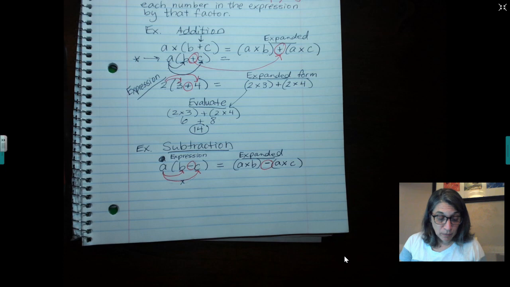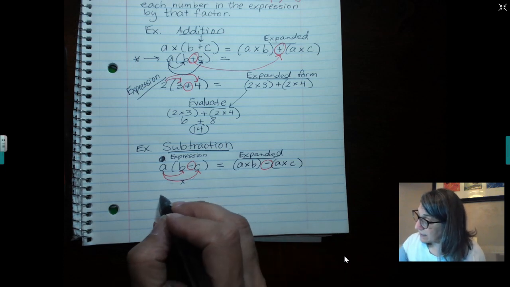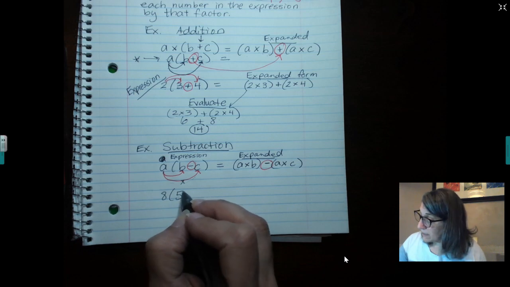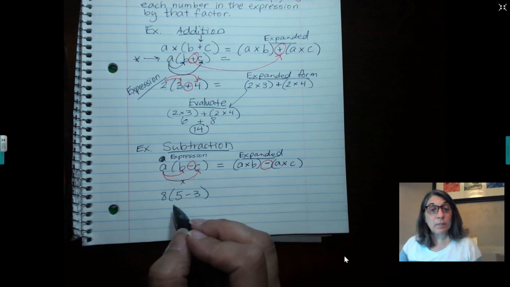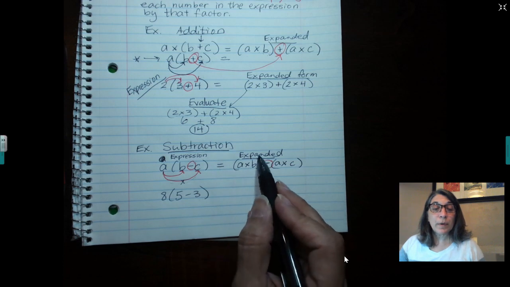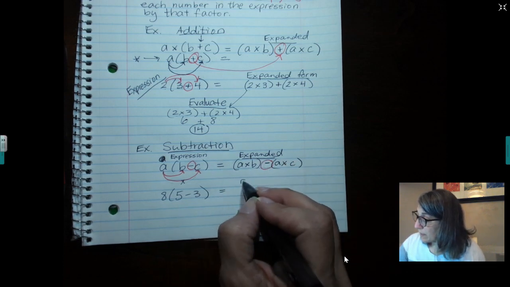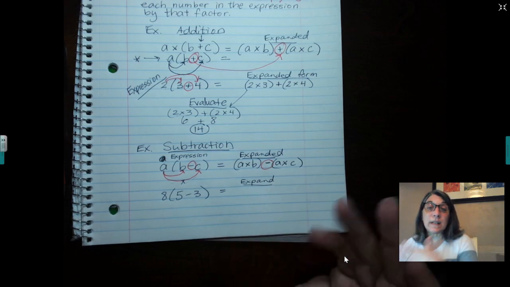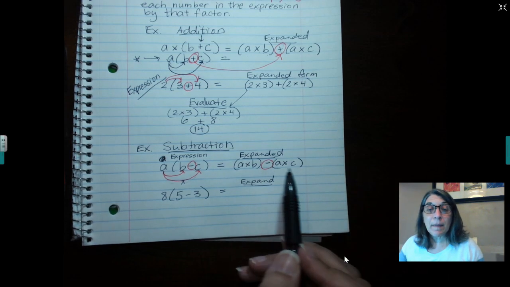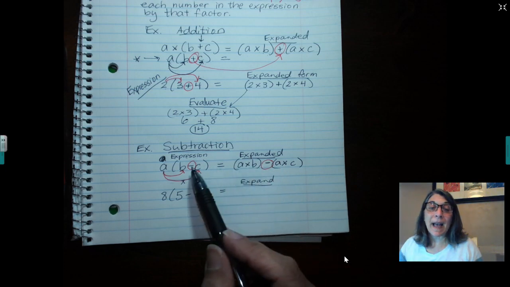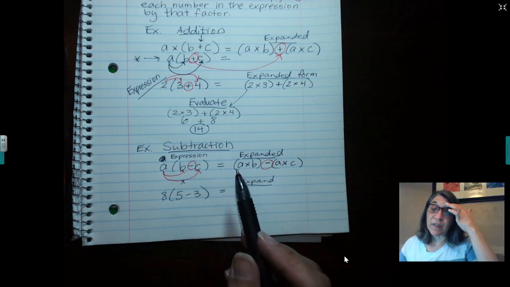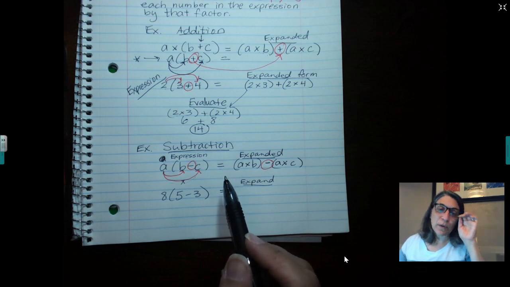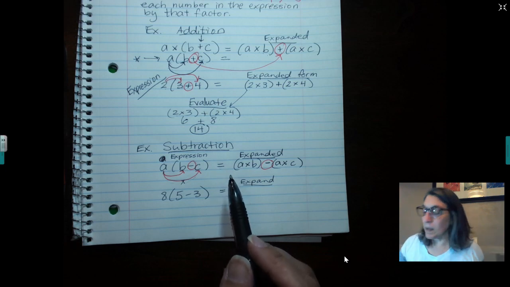Okay, so let's throw some numbers in here. What if I did 8 times 5 minus 3? Okay, that's my expression, right? What if I want to put it in expanded form? Okay, how do I expand it? Expanding it is basically showing one side of the distributive property. What we'll talk about next week is how to go from expanded form back to just a simple, simplified expression. That gets a little crazy. I decided not to do that today because it's just too much.